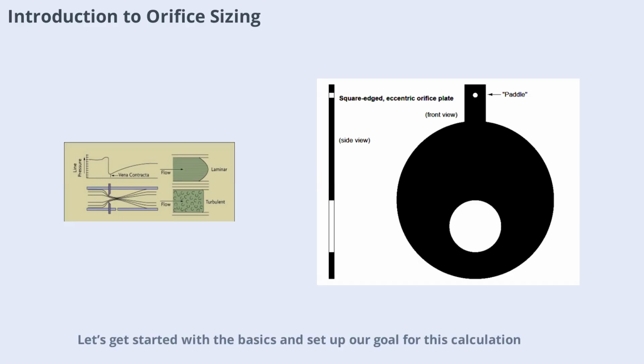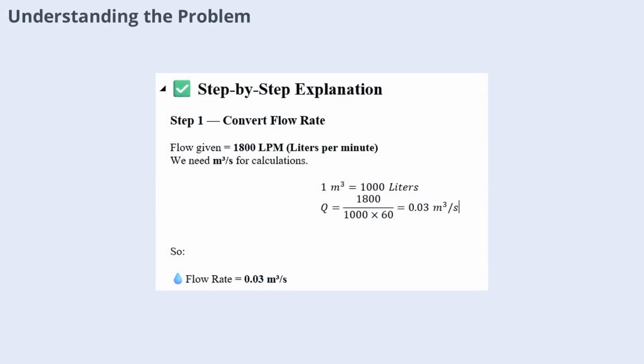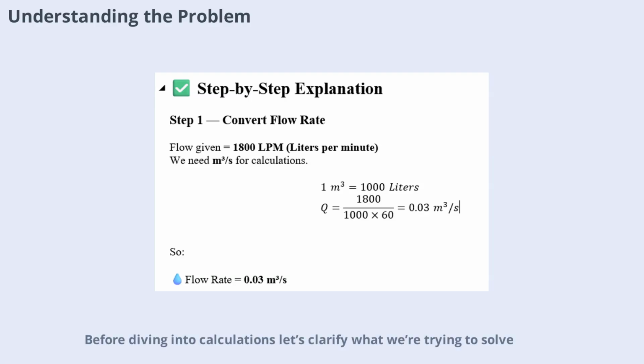Let's get started with the basics and set up our goal for this calculation. Before diving into calculations, let's clarify what we're trying to solve. Our goal is to find the diameter of an orifice that will let 1800 liters per minute of water pass through, with a pressure drop of 1.5 bar across the orifice. This means we need to relate flow rate, pressure, and the physical size of the opening. To do this, we use standard fluid mechanics equations and convert all our units to the SI system for consistency. Now let's move on to the first step, converting the flow rate.